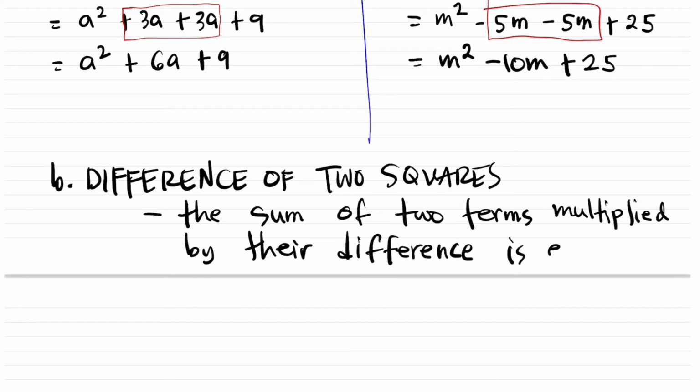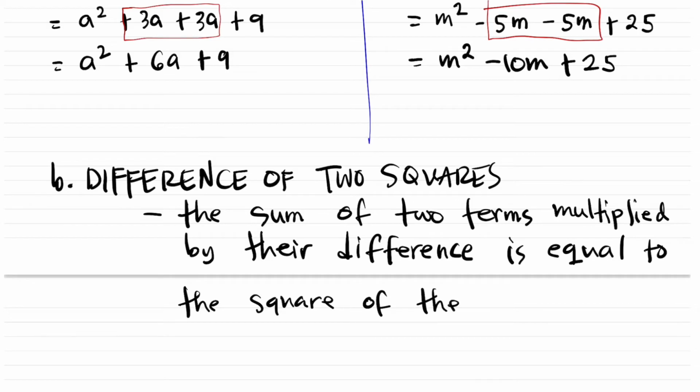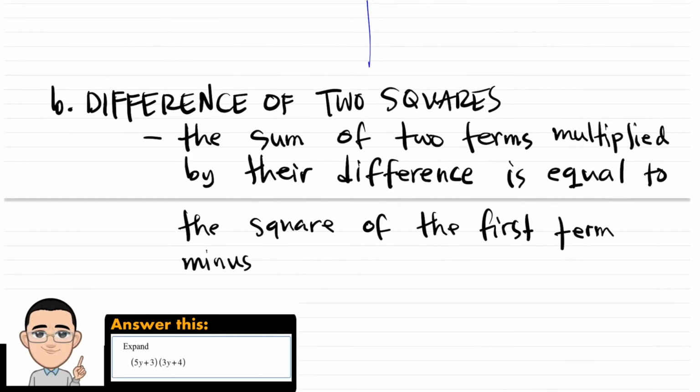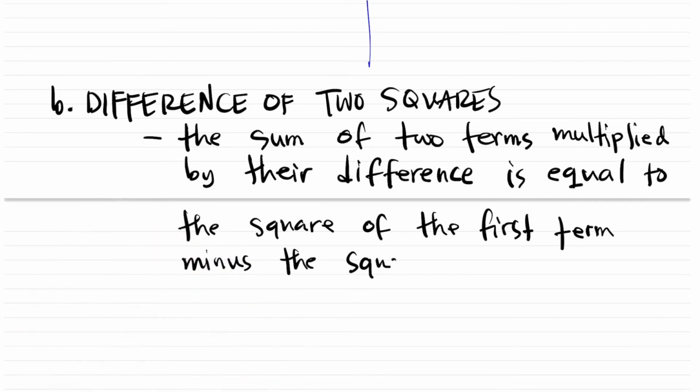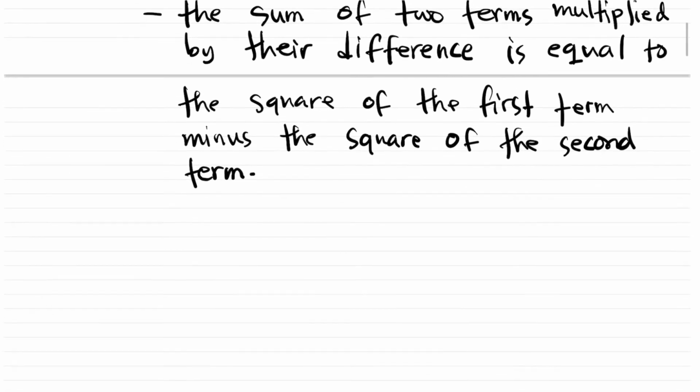All right, their difference is equal to the square of the first term minus the square of the second term. Alright, difference of two squares: the sum of two terms multiplied by the difference is equal to the square of the first term minus the square of the second term.